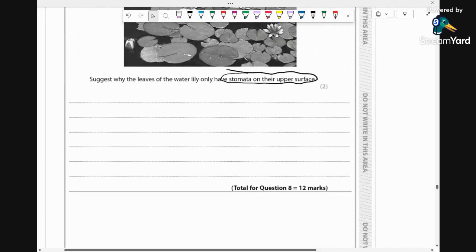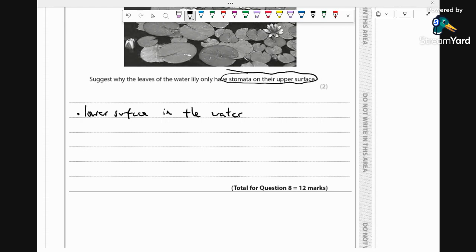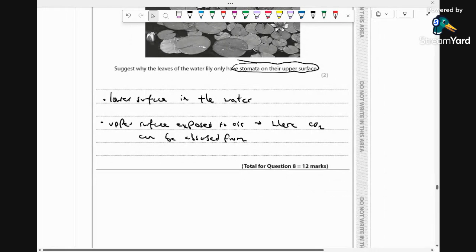So suggest why the leaves only have stomata on the upper surface. It's because the lower surface is in the water, and the upper surface is exposed to the air, which is where carbon dioxide can therefore be absorbed from. So that's what I would say there.